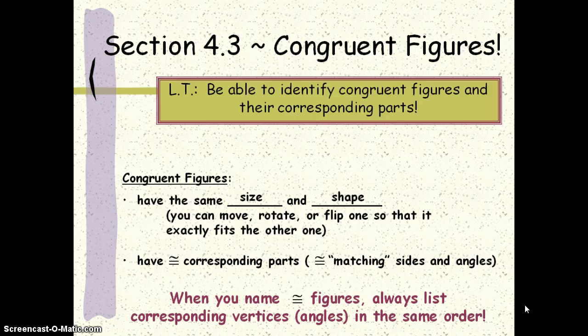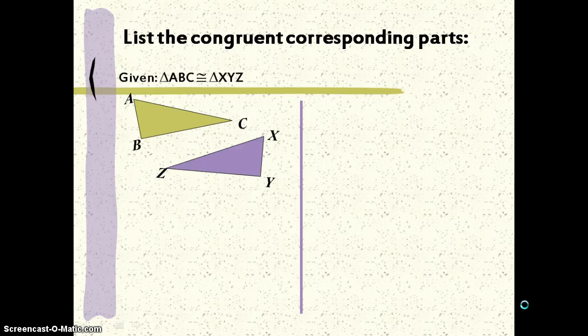When you name congruent figures, always list the corresponding vertices, which are angles, in the same order. So let's practice listing congruent corresponding parts of congruent figures. So I tell you that triangle ABC is congruent to triangle XYZ. So whenever I list that two things are congruent, the order in which they are listed tells you the things that are congruent. So this is what I mean.